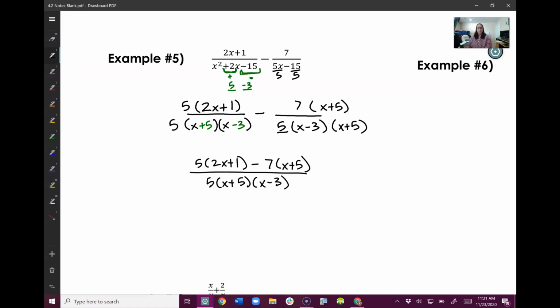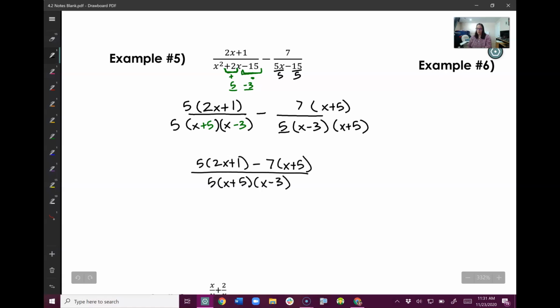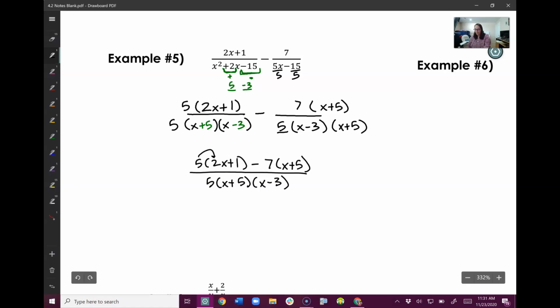And now I want you to practice doing this next part on your own. Remember that we need to multiply first, which in this case means distribute, and then combine our like terms and check to see if it will simplify. So I will pause the video, try that next part out on your own, and then come back and see how you did.